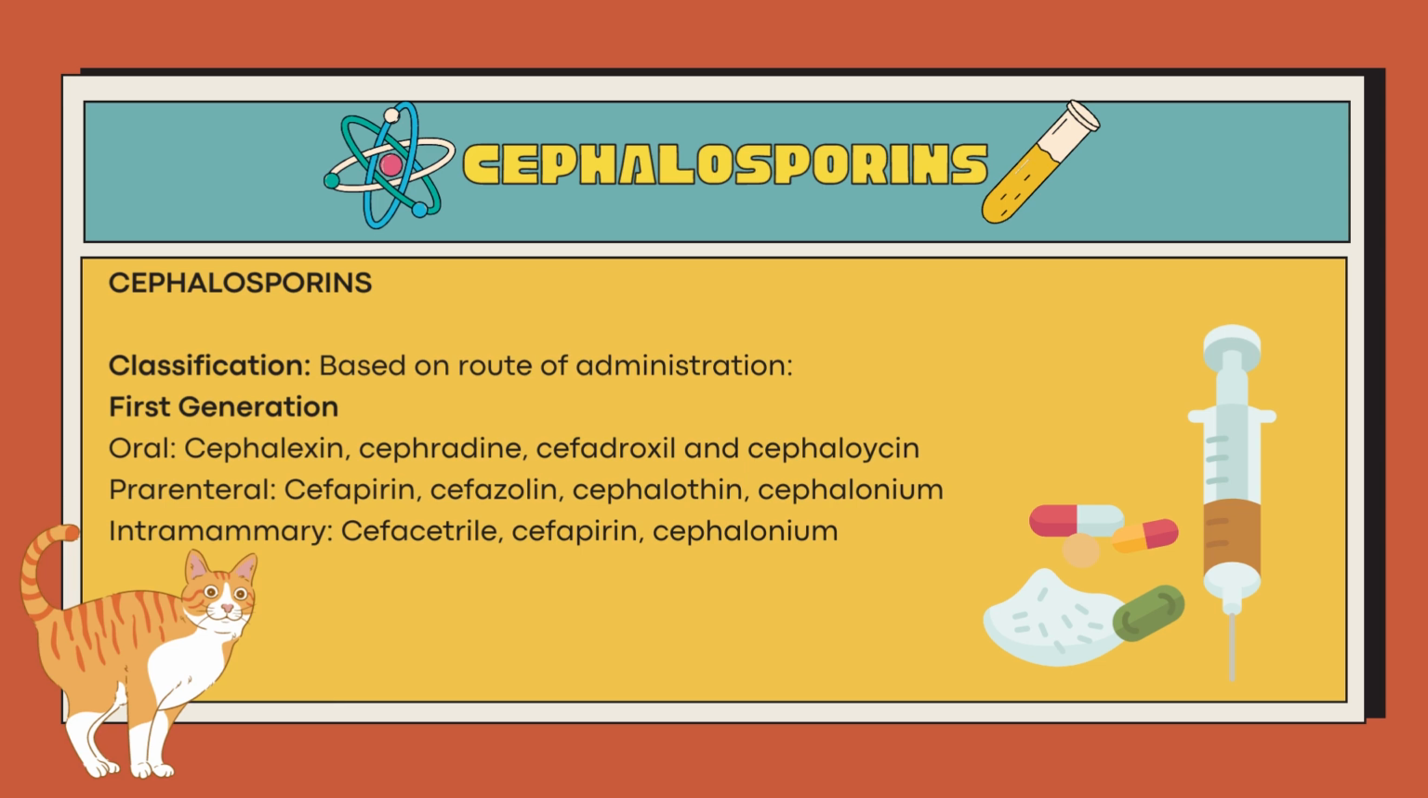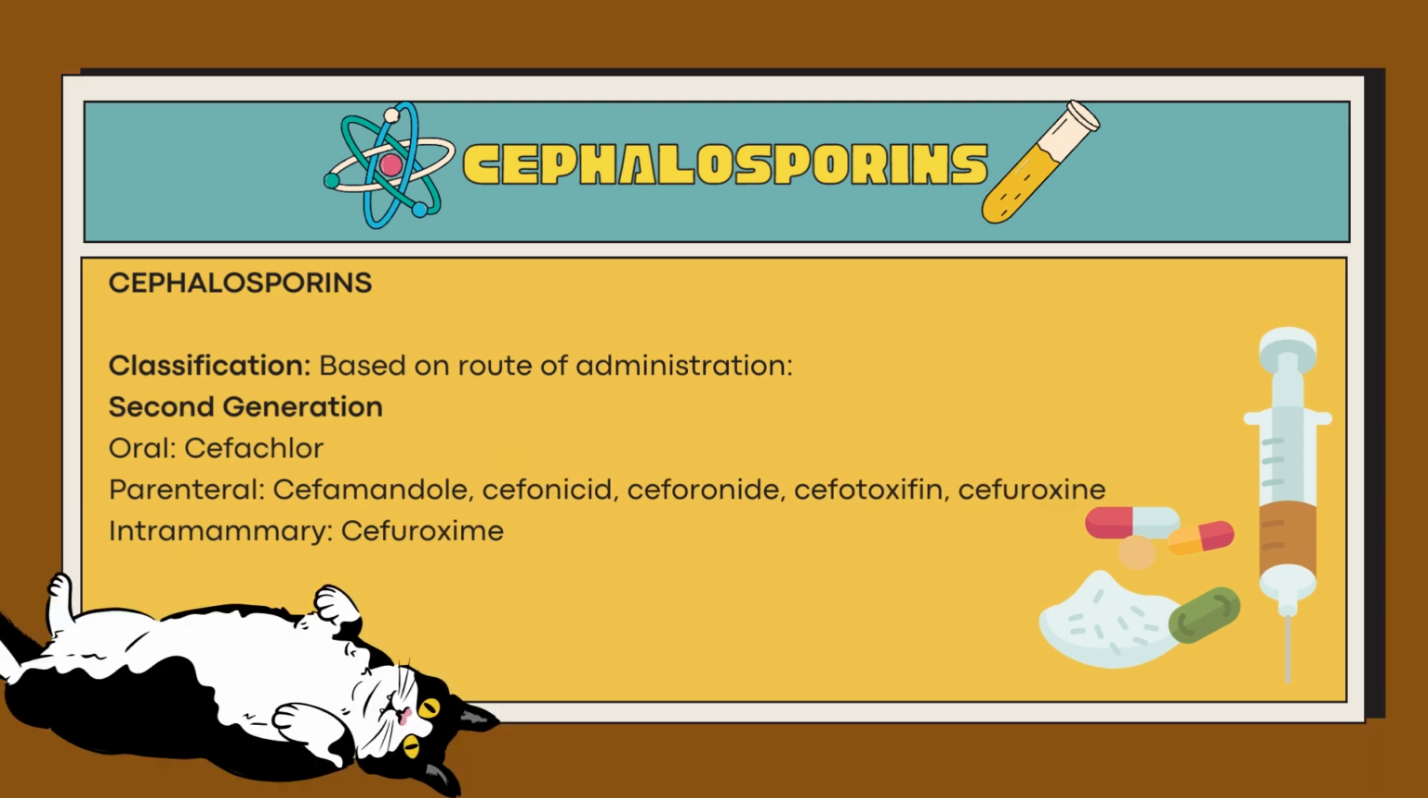First, we have the first generation. The first generation cephalosporin drugs for the oral route of administration are cephalexin, cephradine, cefadroxil, and cephaloglycin. For the first generation parenteral drugs, we have cefapirin, cefazolin, cephalothin, and cephalonium. And for the intramammary route of administration for the first generation of cephalosporins, we have cefacetrile, cefapirin, and cephalonium.